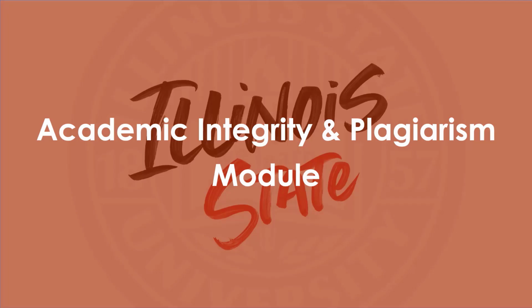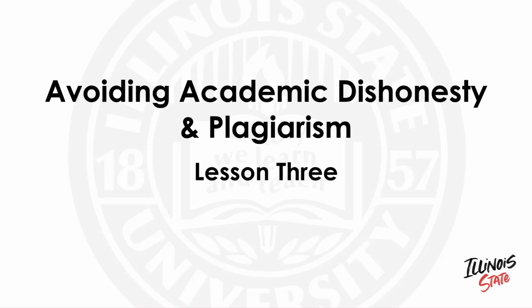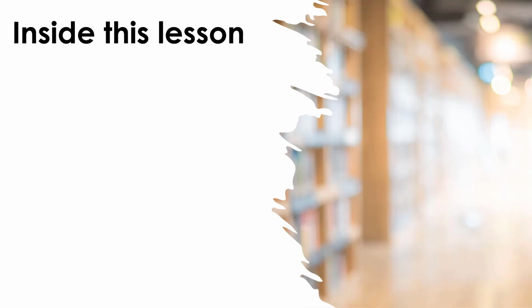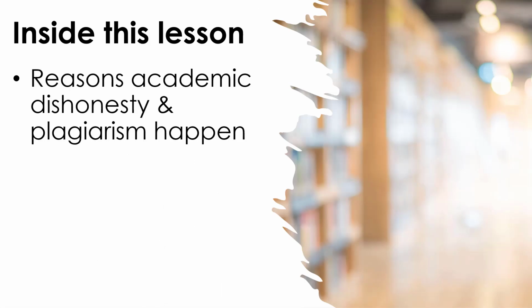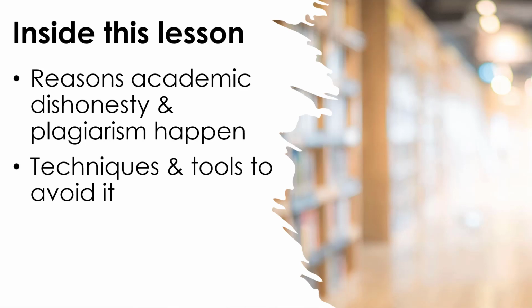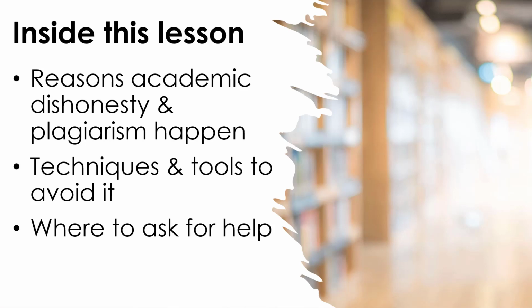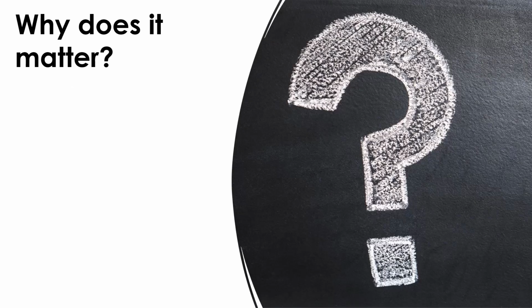This video series includes 3 lessons covering academic integrity and plagiarism. In this 3rd lesson, we will cover how to avoid academic dishonesty and plagiarism. Specifically, this video covers the reason why academic dishonesty and plagiarism happen, techniques and tools to avoid it, and where to ask for help. A quick review of why it matters for you both in and beyond your program.